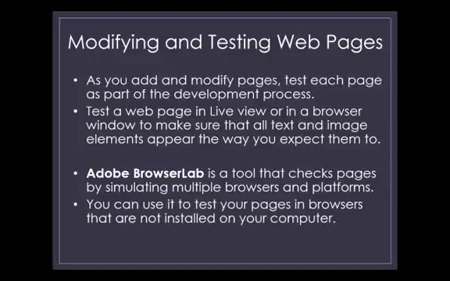Testing web pages is a continuous process. You never really finish a website because there are always additions and corrections to make. As you add and modify pages, you must test each page as part of the developmental process. The best way to test a web page is to preview it in live view or in browser view to make sure that all the text and image elements appear the way you expect them to. You should also test your links to make sure that they work properly. You need to proofread your text to make sure that it contains all the necessary information for the page with no typographical or grammatical errors.